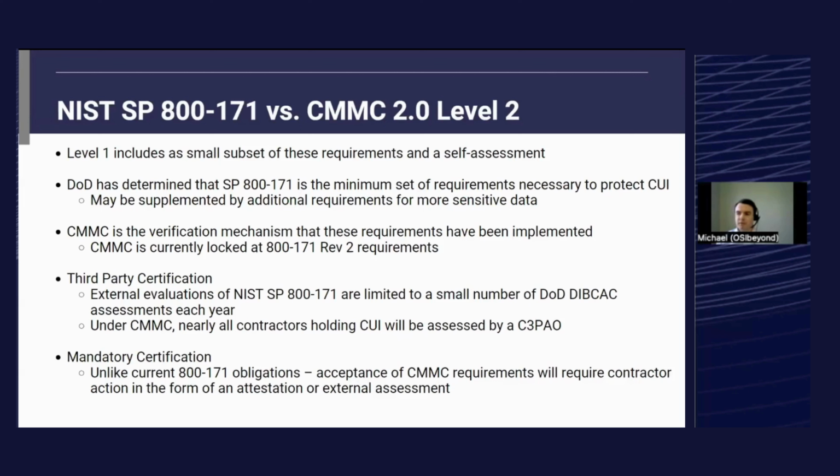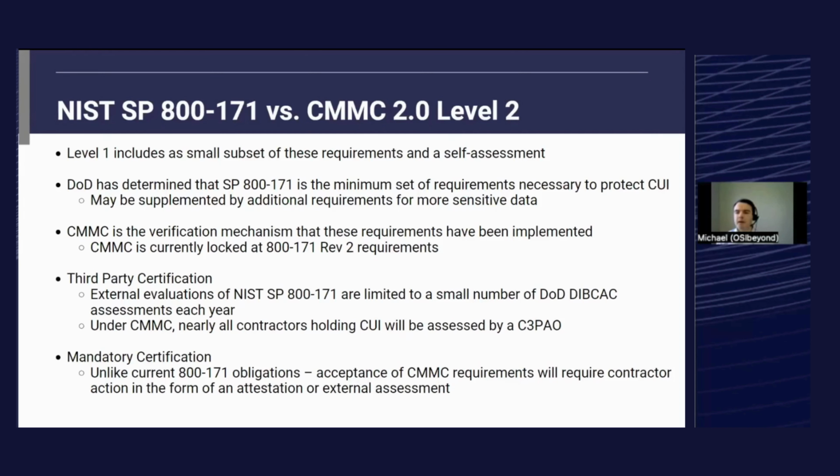CMMC is the verification mechanism, as we've discussed, that these requirements have been implemented. It's the outside mechanism to do that. CMMC, curiously, in the rule draft that we're all looking at the moment, is locked at NIST 800-171 Rev 2 requirements. Those are kind of hard-coded in the rule at the moment, and we'll come back to why that's interesting in a little bit.